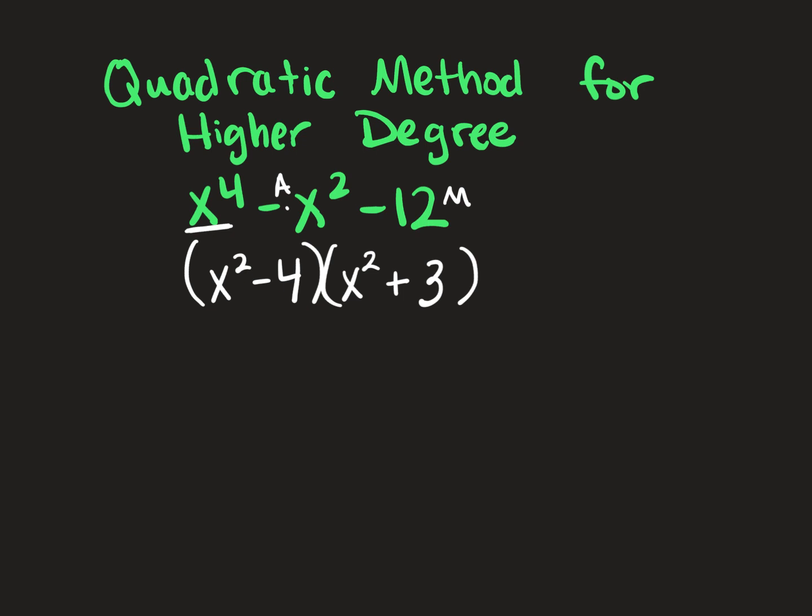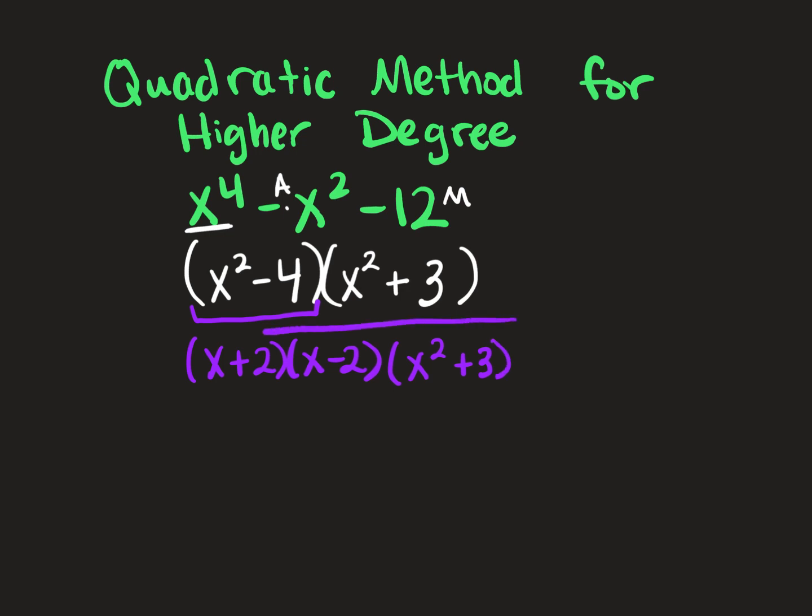I'm seeing that these both have a power of 2, so I should check to see if we can keep factoring. This one here does have a perfect square with a minus, so I can factor that using difference of squares as x plus 2 times x minus 2. However, the x squared plus 3, that one has a plus, so it's not difference of squares. I'm going to leave that as x squared plus 3. So there is our factored form if we stay in the real number realm.